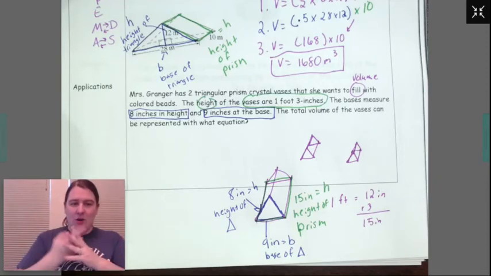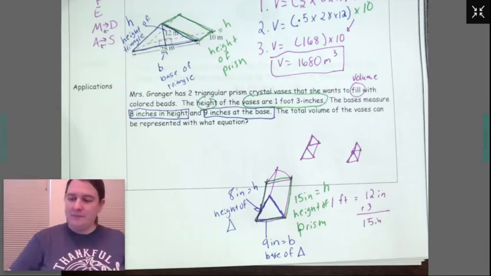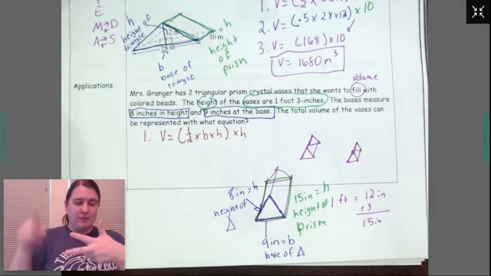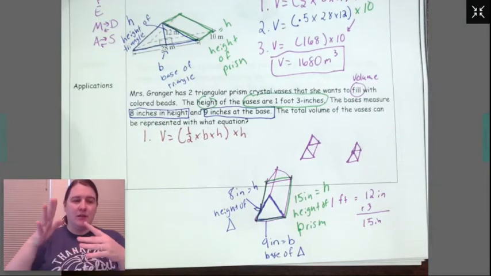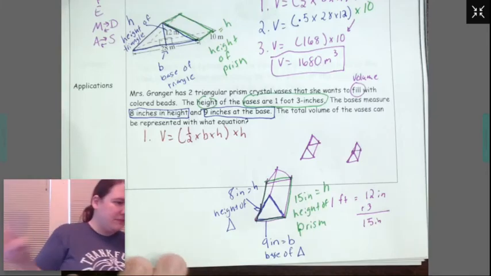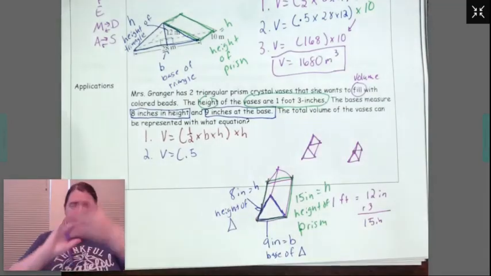Okay, so now I can start my steps. Okay, number 1, I need to copy down my formula. All right, number 2, I can replace variables with numbers. I'm going to change that half to become 0.5.